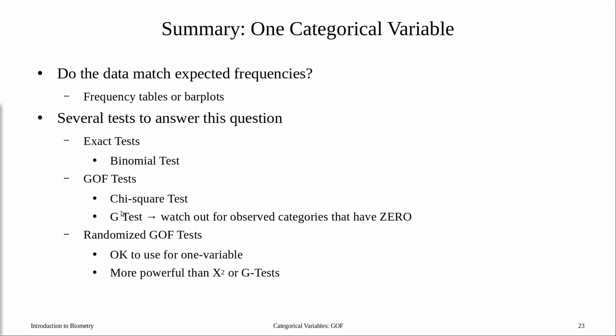If we don't want to do classical tests, we can do randomized tests. And it's perfectly okay. In fact, it's probably more powerful than both chi-square and g-tests alone because we generate our own null distribution using the underlying data. So here's our good summary.